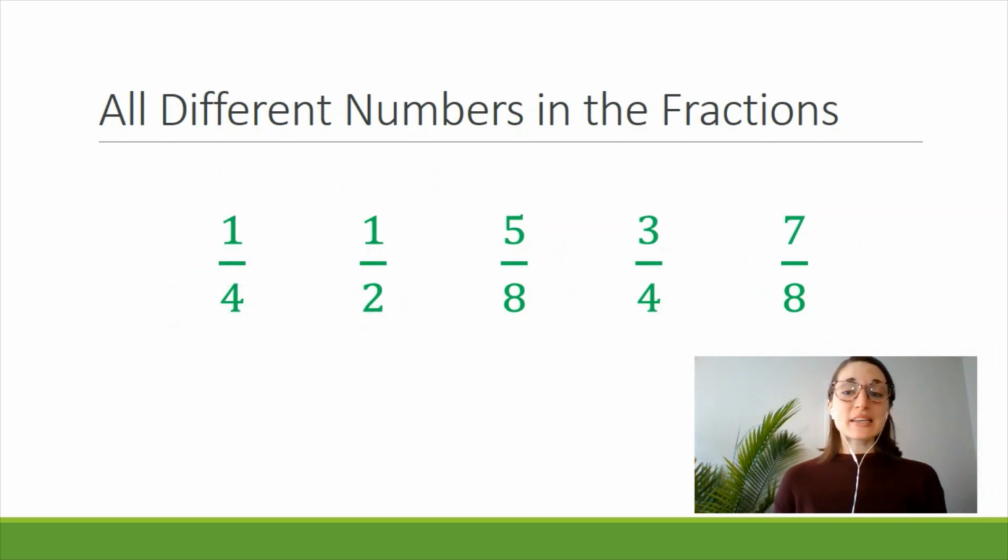The final step is to put them in their original written form. So from least to greatest, based on that original list, we have 1/4, 1/2, 5/8, 3/4, and 7/8. So there you have it. Now we know how to order fractions.